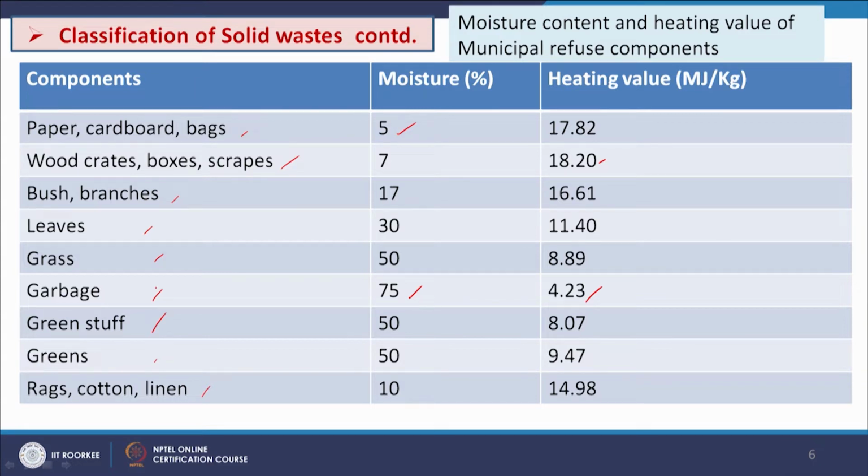Similar to MSW, the industrial solid waste will also contain different types of materials, but it will have some specific characteristics. Depending upon the type of industry, particular types of pollutants may be present in the solid waste, and those have to be removed first before further treatment using the conventional solid waste management processes.